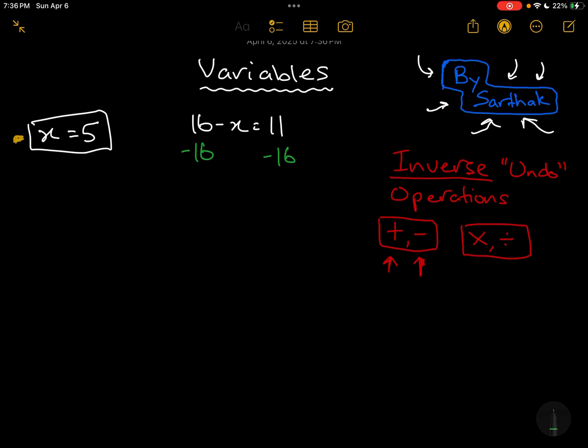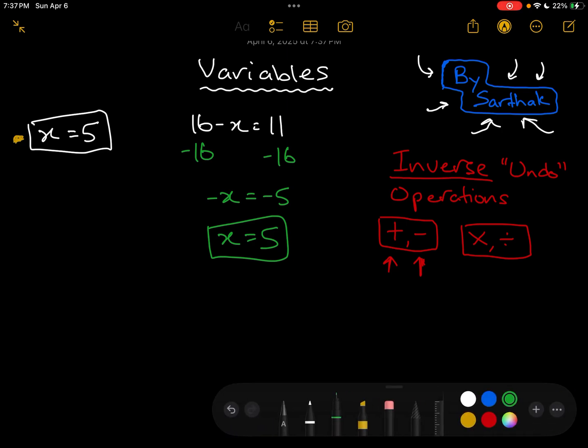So 16 minus 16 is going to give us 0, so that leaves us with negative x on this side. And 11 minus 16 is just the same thing as 16 minus 11 with a negative sign. So 16 minus 11 is 5, and then add a negative sign to it, you get negative x is equal to negative 5. And if you were to divide or multiply both sides by negative 1, you get x is equal to 5. And don't worry, I get it. You guys may have a little bit of confusion on how I got from negative x to positive x. And as I mentioned before, I will have another video over it.